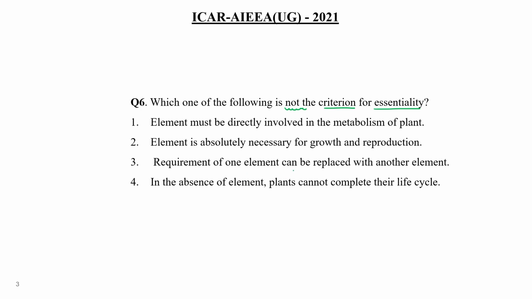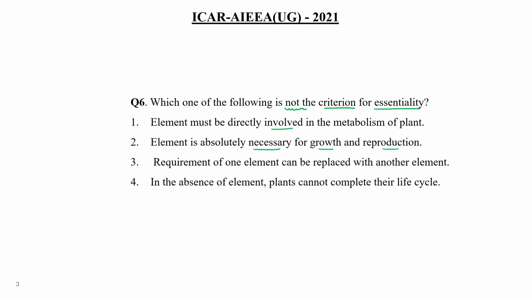If one element replaces another one, that means that particular metal is not essential, because we have the alternative one. So this is not the criteria. The criteria are that the element must be directly involved in the metabolism. That time we can say this particular element is essential. Element is absolutely necessary for the growth and reproduction. In the absence of element, plant cannot complete their life cycle.